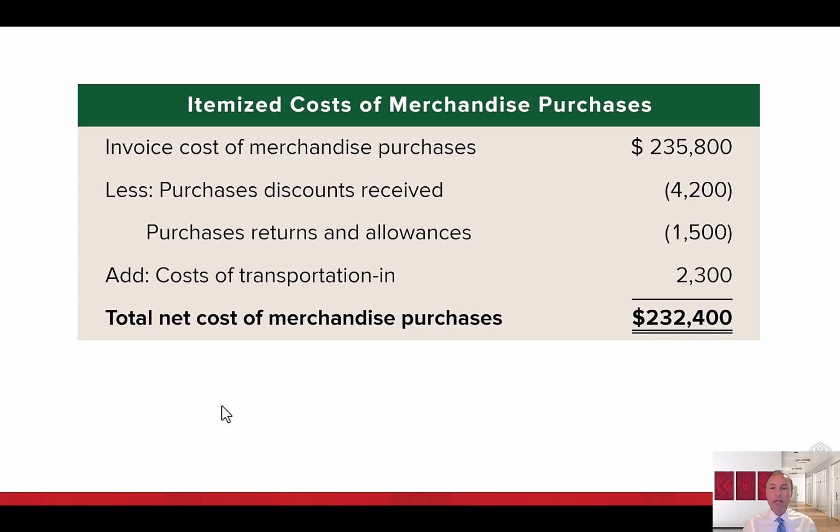So in the end for Z-Mart, let's take a look at how some of their purchases might look throughout the entire year. At the very top would be the invoice cost of all of their purchases, $235,800. But then we subtract out any discounts we received because we paid within a certain discount period. Then we subtract out any returns of merchandise or allowances from our vendors. We add in any costs that we might have paid for shipping. And this gets us a very important number, our net cost of merchandise purchases.